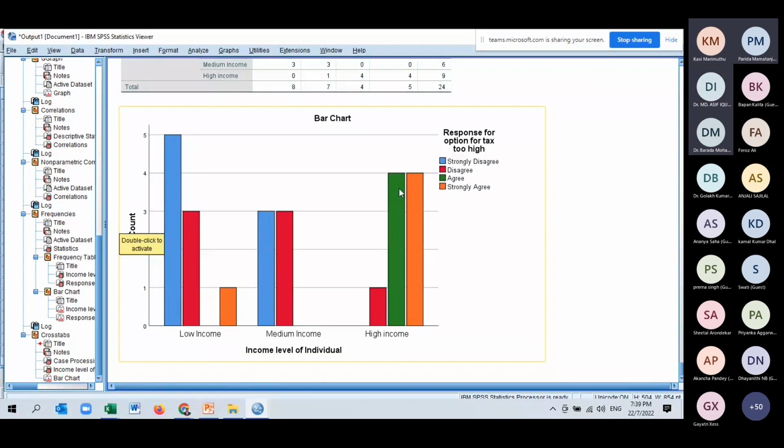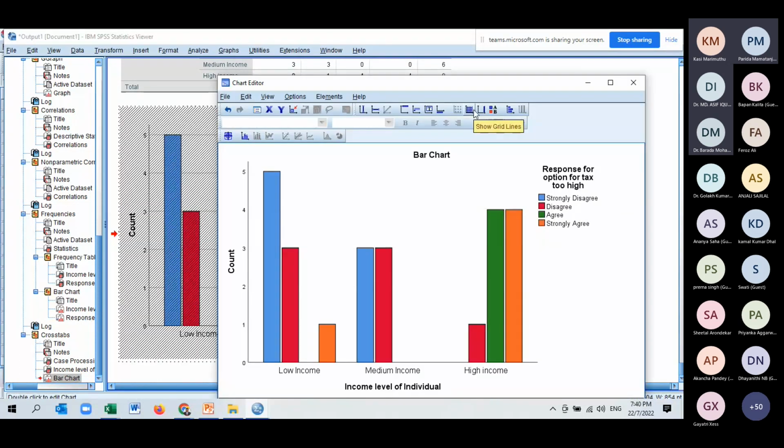In the high income, no one has strongly disagree. All of them felt disagree, agree, and strongly agree. In the medium income, no one chose agree and strongly agree. Nobody chose that particular option. In the low income, only one or two candidates felt low; the rest of them disagree and strongly agree. So this way you can also put them together.